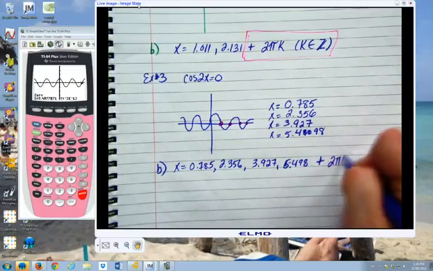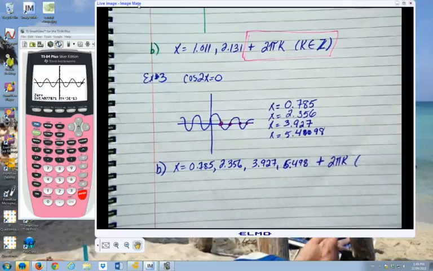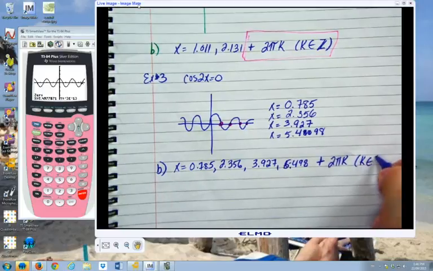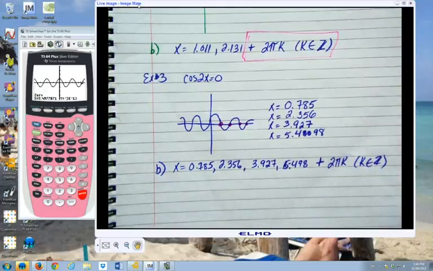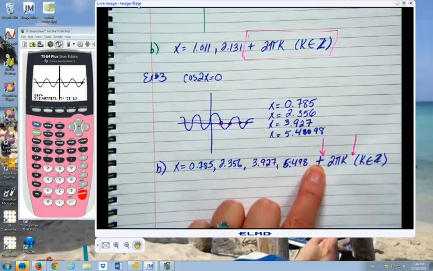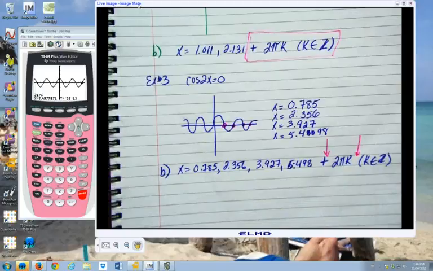2 pi k, bracket, bracket, k is an element of Z. You'll notice the plus sign is here. There is not a plus sign here. That's like me taking your first name and just rearranging one of the letters. Right? It doesn't work that way. It doesn't work that way in math either. There's where the plus is. No plus over here. How are we doing so far?